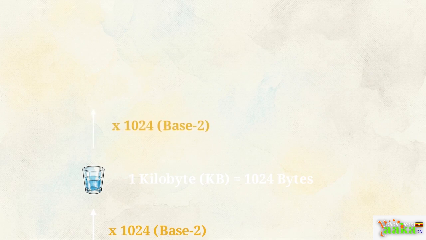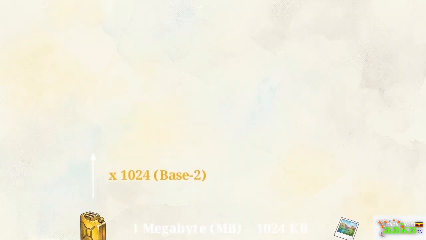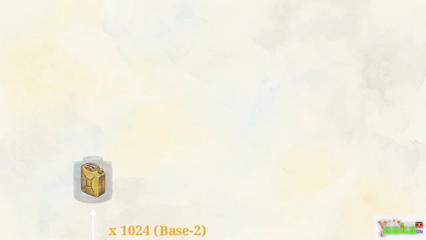Multiply our single byte by 1024 and we get a drinking cup, 1 kilobyte. Stepping up the ladder, we multiply that kilobyte by 1024 again to reach 1 megabyte, visualized here as a yellow jerry can. A megabyte holds about the amount of data in a high-quality photograph or a short audio clip.